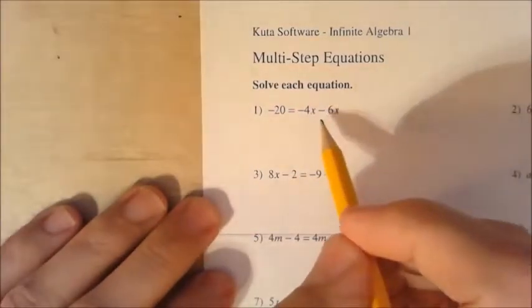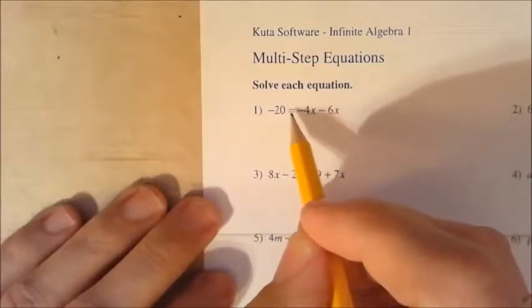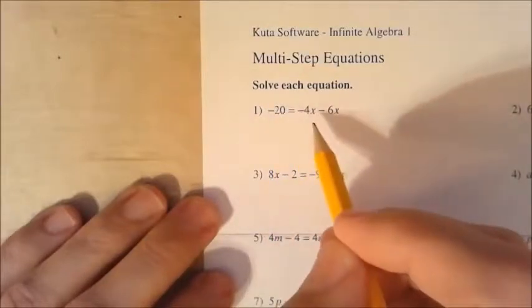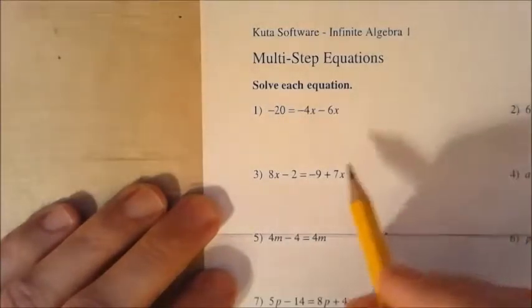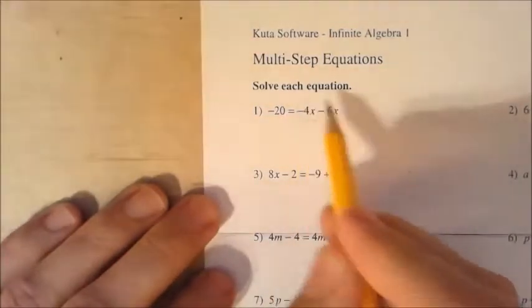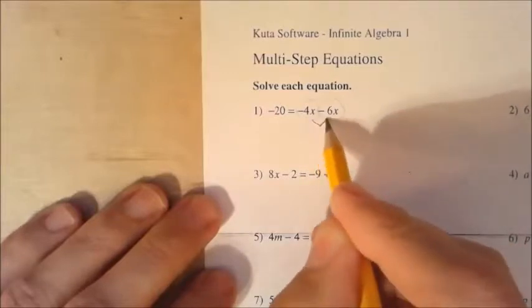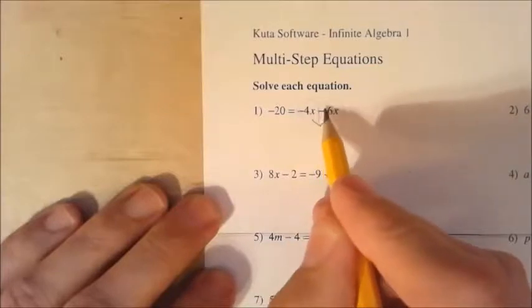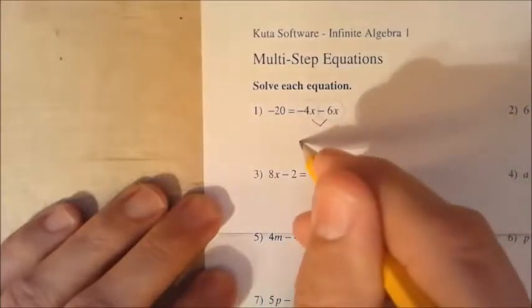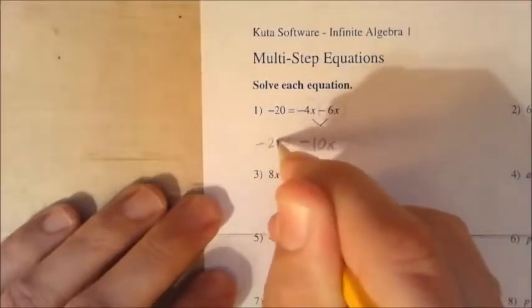So with number 1, notice that we have negative 4x and negative 6x is equal to negative 20. So this is where we're going to pull together our two-step equations and our knowledge of combining like terms, because we should recognize that this term, negative 4x, and this term, negative 6x, are alike, and we can add them together. So I'm going to draw an arrow there. If we put these two together, we have negative 4x minus 6x, and it's going to be negative 10x is equal to negative 20.